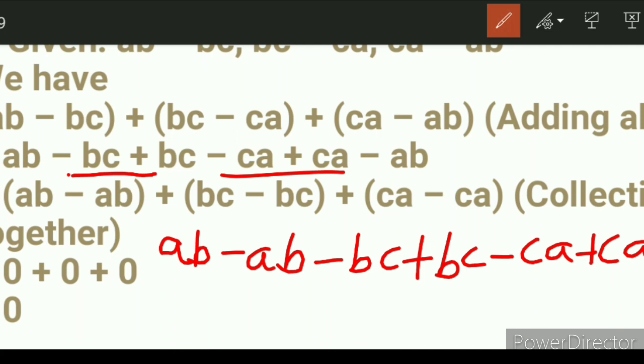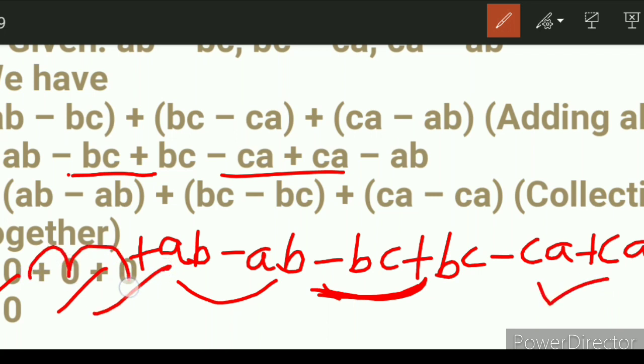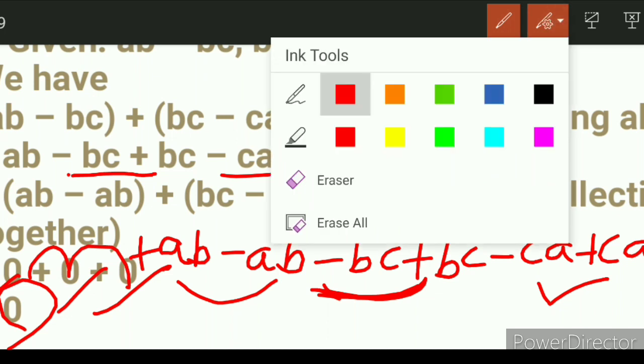Now look at these two terms. Opposite sign, one is here, there is no sign means plus. Opposite signs, so we should subtract. AB minus AB is 0. Here also these two are another set of like terms. They have opposite signs, so we should subtract. BC minus BC is 0. Similarly CA minus CA is 0. So if you add all the 3 zeros, what will you get? 0 only. It is our answer for the first question.